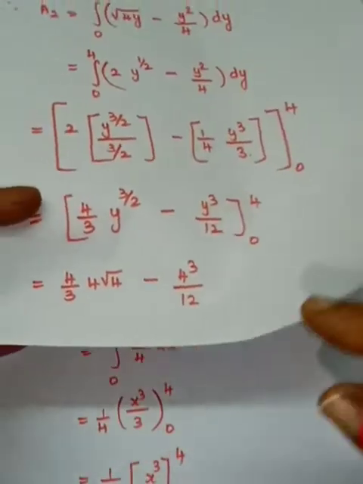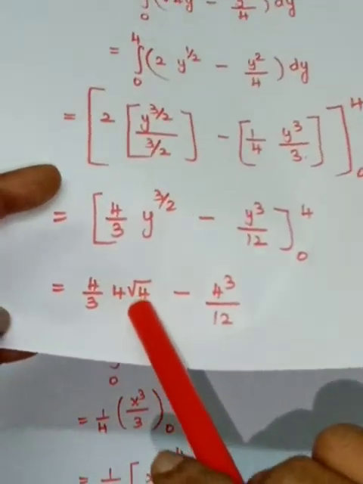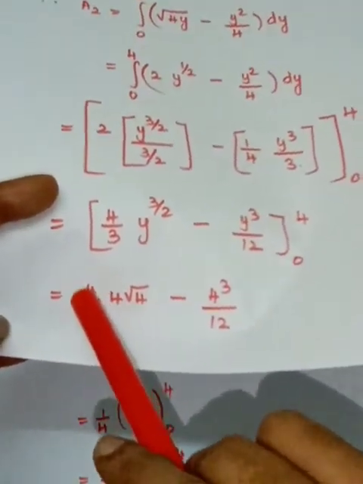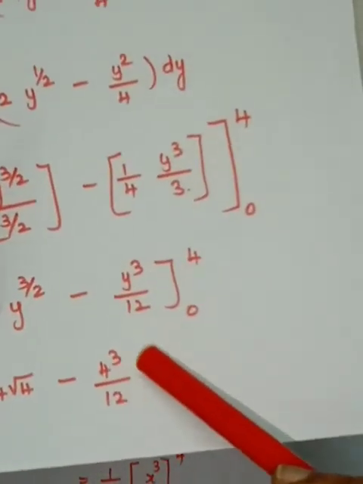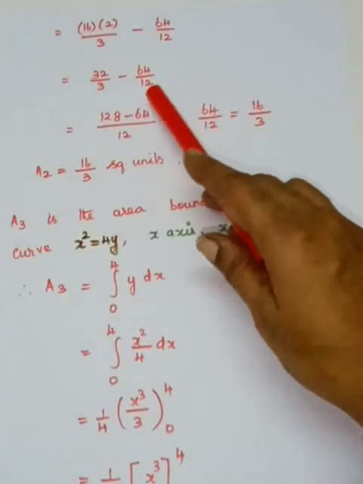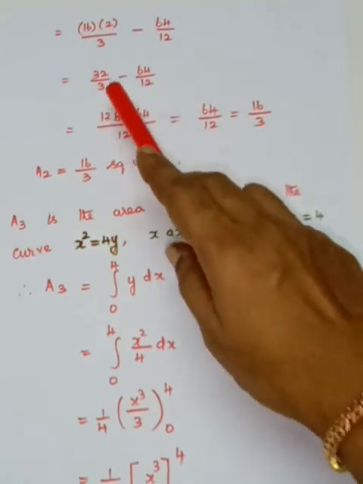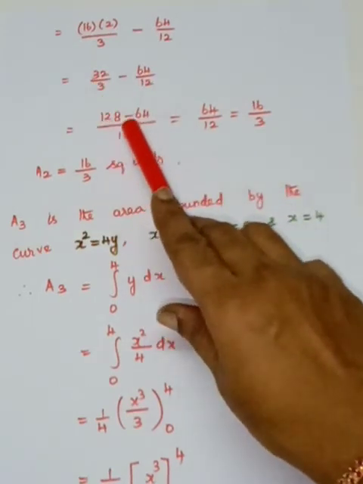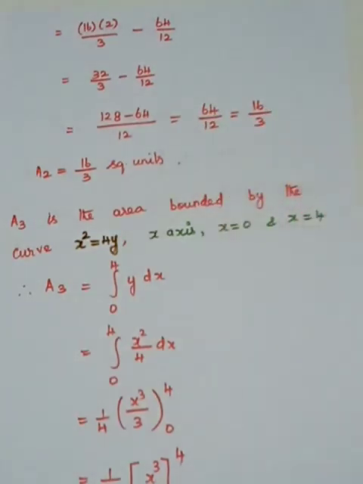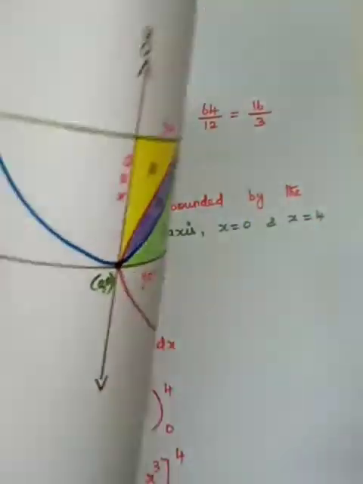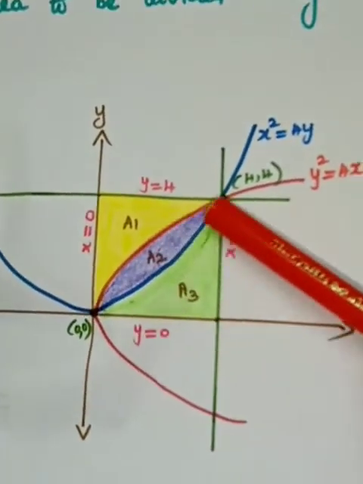So if you simplify, what is root 4? It is 2. 2 into 4 is 8, 8 4s are 32. So 32 by 3 minus 4 cube, which is 64 by 12. So the LCM is 12. Therefore 32 into 4 is 128 minus 64, that is equal to 64 by 12, that is equal to 16 by 3. So therefore the area between the two curves, that is A2. A2 is nothing but the area between the two curves. That also is 16 by 3.